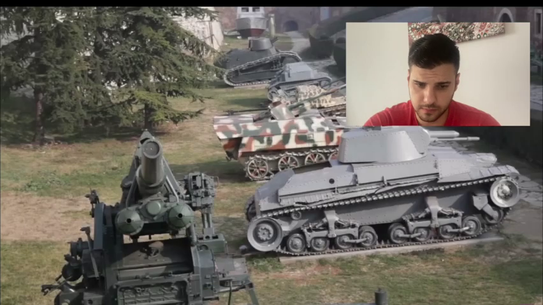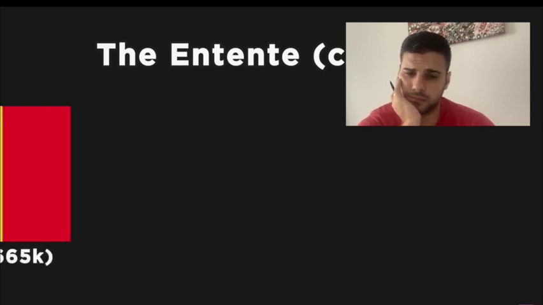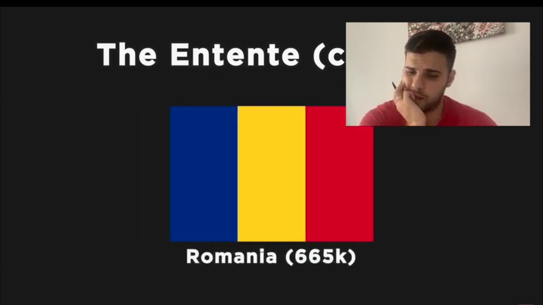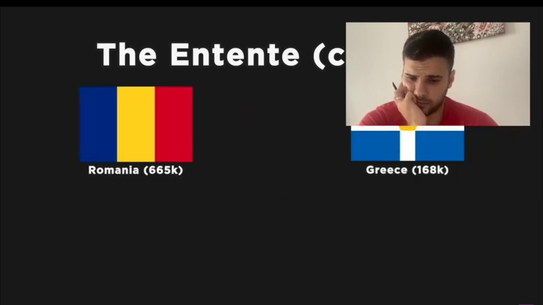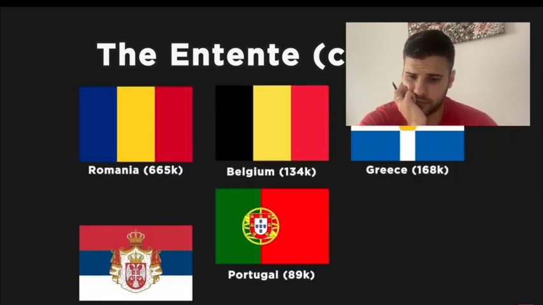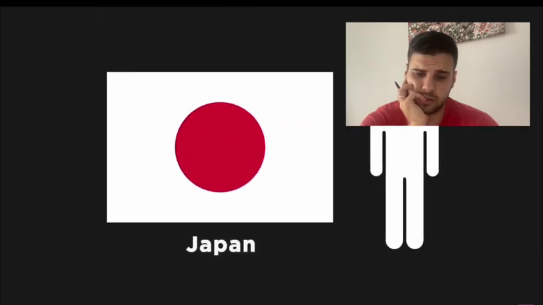A horrible loss of life that wouldn't be fully recovered 20 years later at the start of the Second World War. Other Entente countries in order of wartime casualties include Romania, which also suffered terribly at 10.4% of their population becoming casualties, as well as Greece, Belgium, Portugal, Montenegro, and Japan, with only about 1,000 casualties during the entire war.